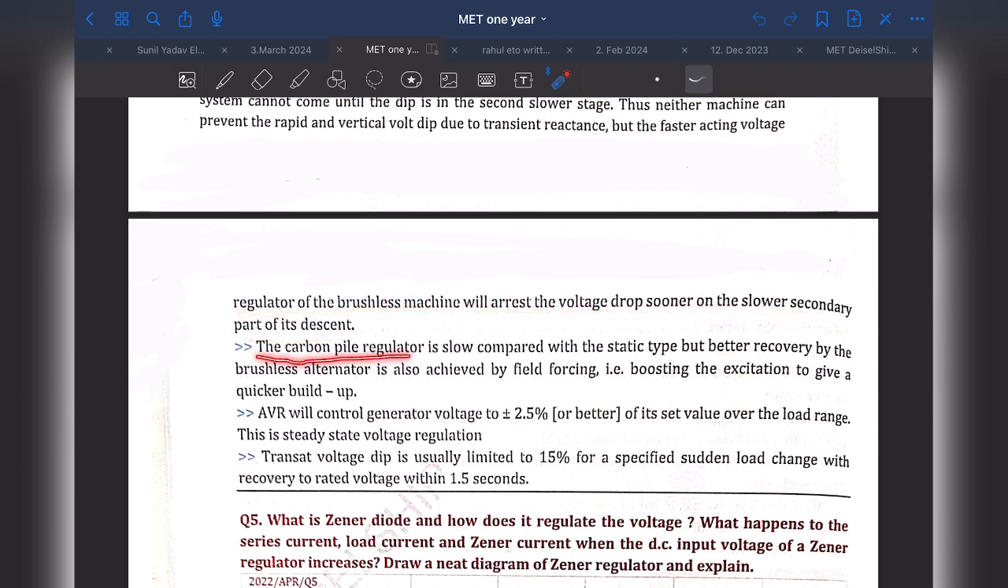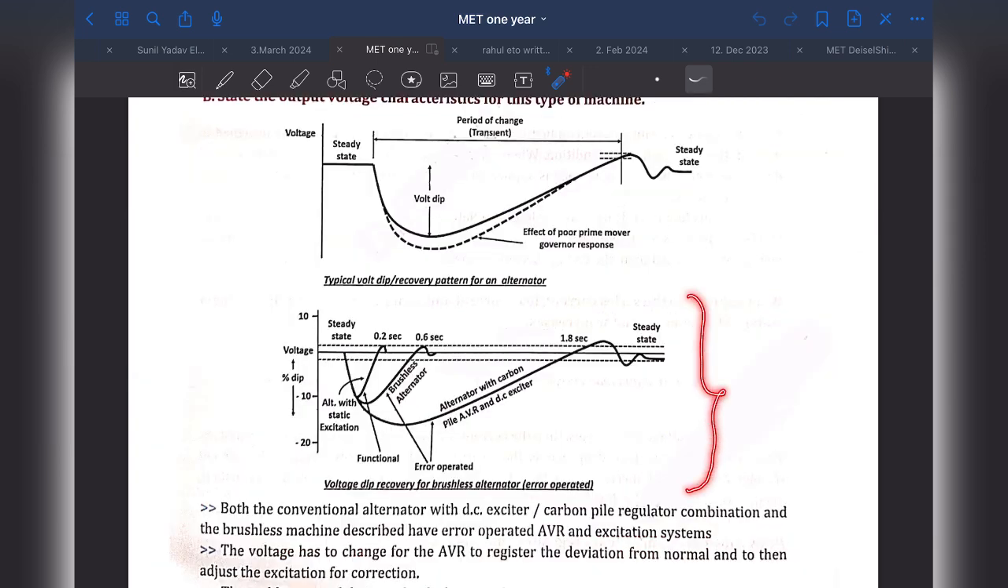The carbon pile regulator is slow compared with the static type, but better recovery by the brushless alternator is also achieved by field forcing, that is boosting the excitation to give a quick build-up. AVR will control the generator voltage to plus minus 2.5% of its set value over the load range. This is steady state voltage regulation. Transient voltage dip is usually limited to 15% for a specified sudden load change with recovery to rated voltage within 1.5 seconds. So in this diagram with different types of AVR, we see how the voltage dip takes place and how it is recovered when a sudden load change occurs.